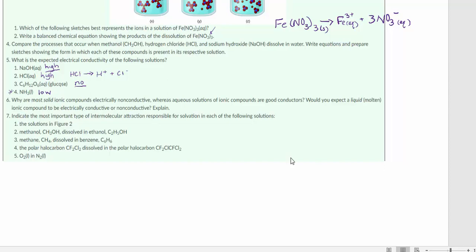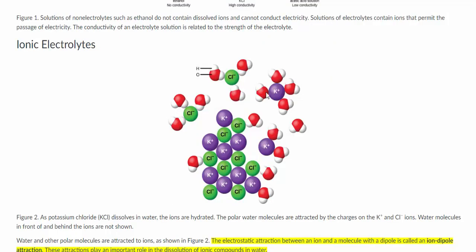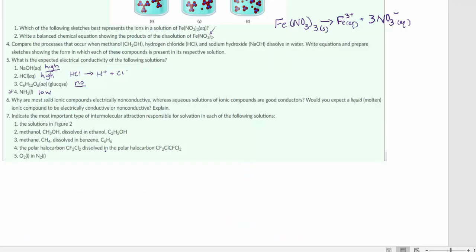So we need to start with figure 2. Figure 2 is found here. We have our ionic compound and water. So this is our ion-dipole interaction. For methanol and ethanol, these are our hydrogen bonding interaction. That's what we need to be concerned with here.